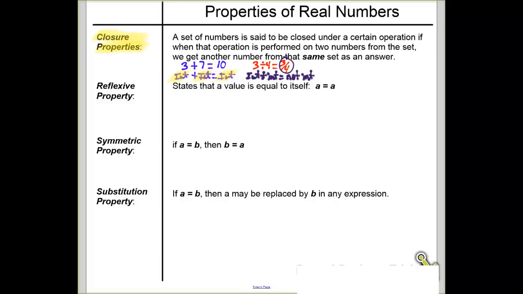The reflexive property simply says that any value is equal to itself. There's not much to that one. Like I said, you'll probably use that more in geometry.